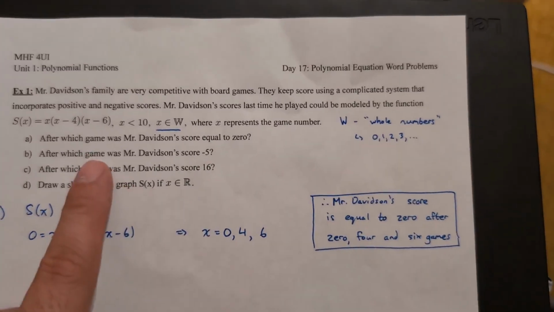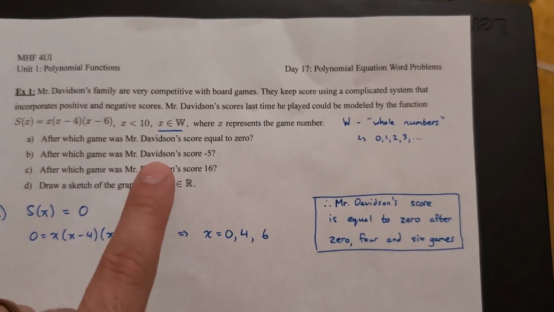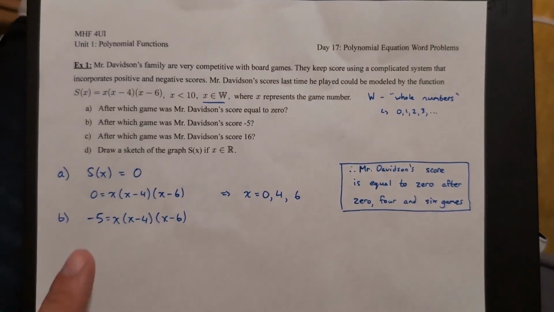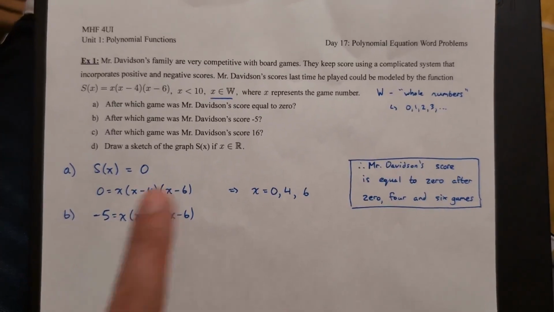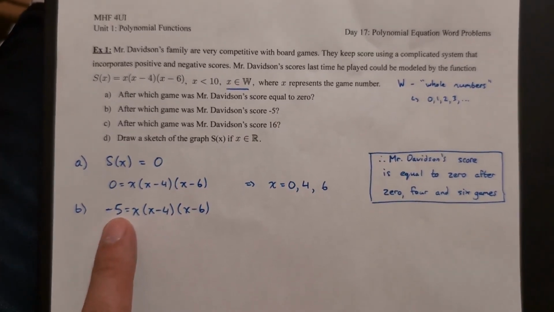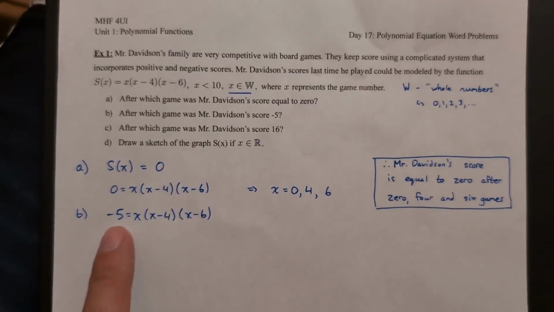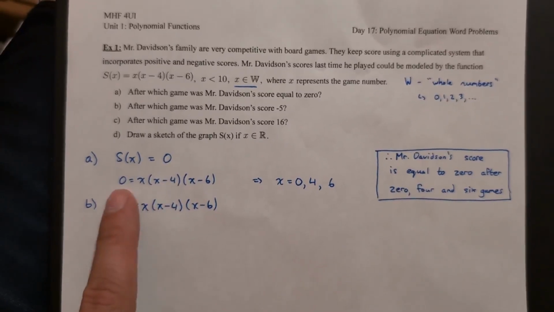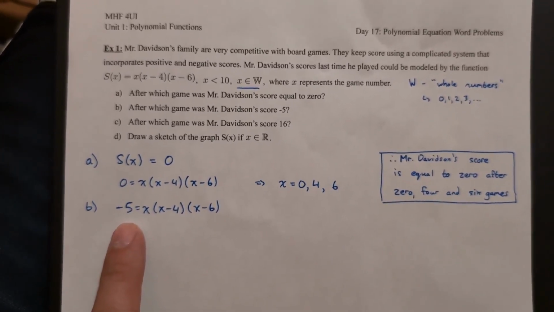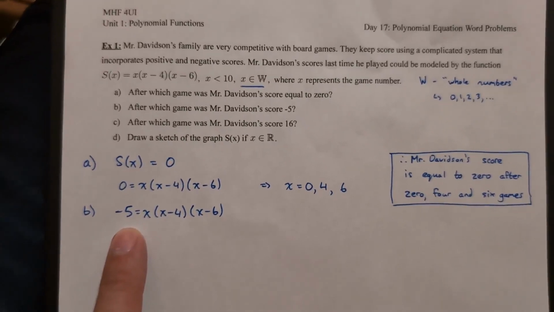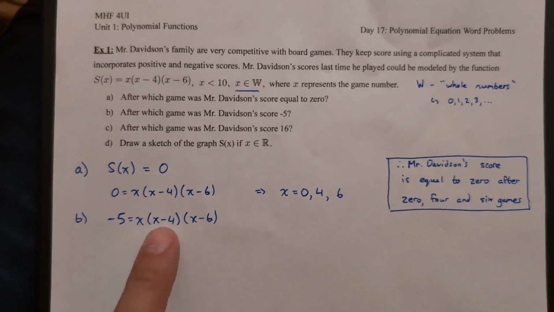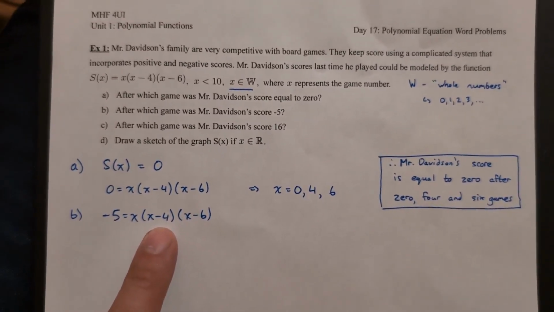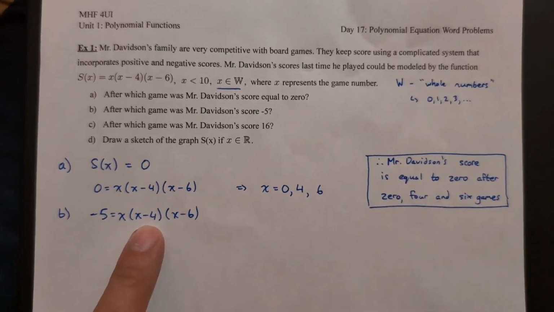Part B, after which game was Mr. Davidson's score -5? So we can start off the same way. Our s of x this time is equal to -5. So if we sub that in, well, we have this factored form is equal to -5. Now it's really easy to solve a factored form when it's equal to 0, but when it's equal to -5, it's not quite so simple. So we're going to look to expand the right side first, move everything to one side, and then we can look at trying to factor.